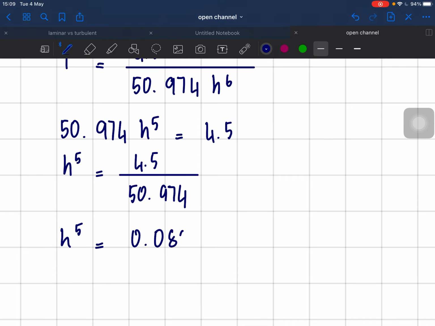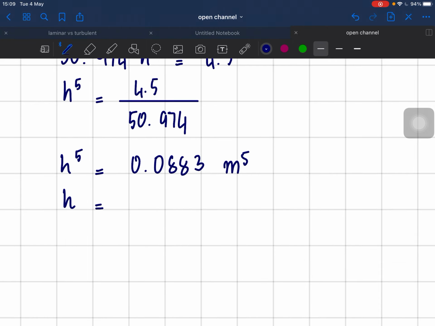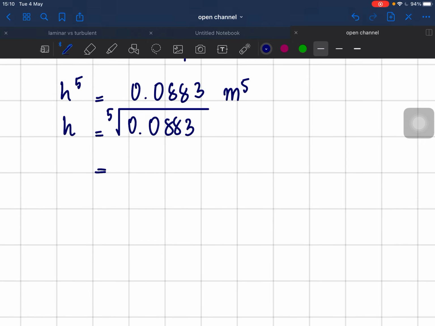Zero point 0.088228, so I'll just say 0.883 meter to the power 5. So now we're finding the h. It's the root of power 5. We have a function here in the calculator. Wait, I have to find, okay, shift, power 5 and inside is 0.883. Whoa. The answer is 0.6154 meter.